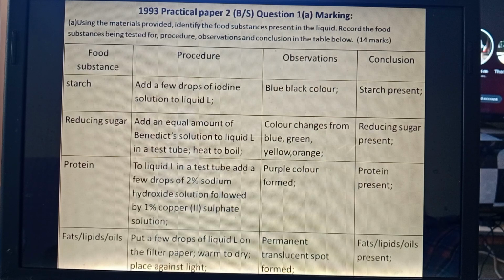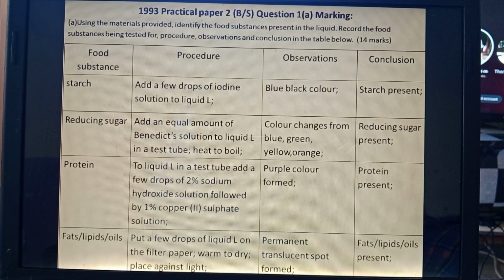Notice that for the procedure for reducing sugar, you are having two ticks. One of the ticks is the procedure, and then the statement that you heat to boil. All right. Protein. To liquid in a test tube, add a few drops of 2% sodium hydroxide solution followed by 1% copper(II) sulfate solution. A tick. Purple color formed. Protein present.